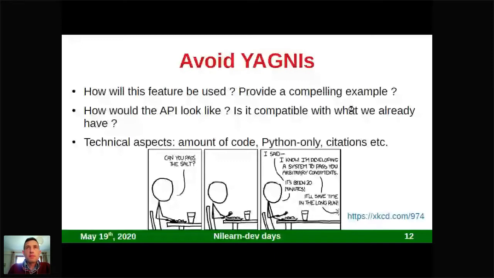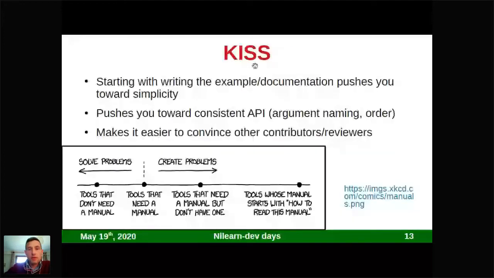And in the same spirit, keep it smart and simple. The idea is that writing the examples or documentation first pushes you towards simplicity, which is always good. It also pushes you toward a consistent API in the way of naming the arguments or keeping the order of arguments, and it makes it easier to convince other contributors or reviewers.